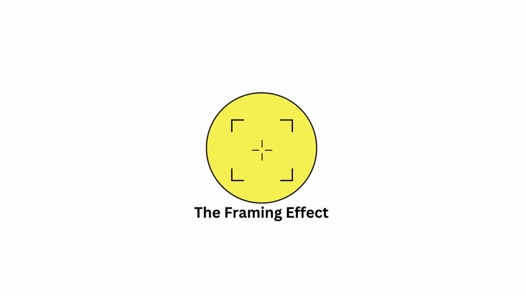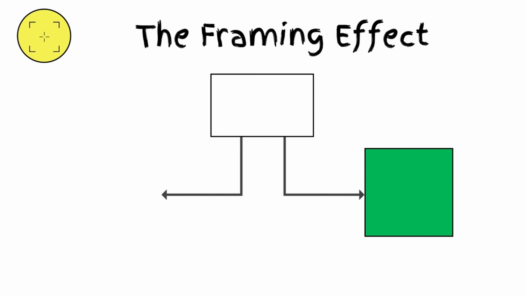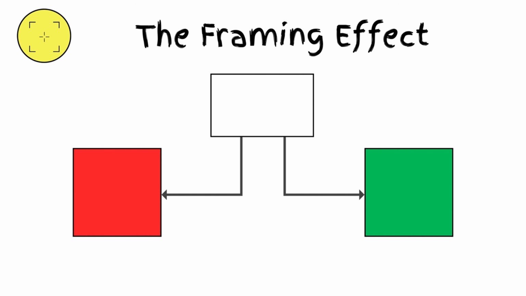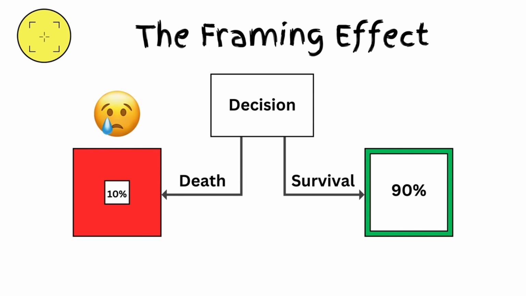The framing effect. The framing effect occurs when your choices are influenced by how the information is presented. For instance, a doctor might tell you there's a 90% chance of survival, which feels more reassuring than hearing there's a 10% chance of death, though both are the same. Always consider information from different angles before making a decision.